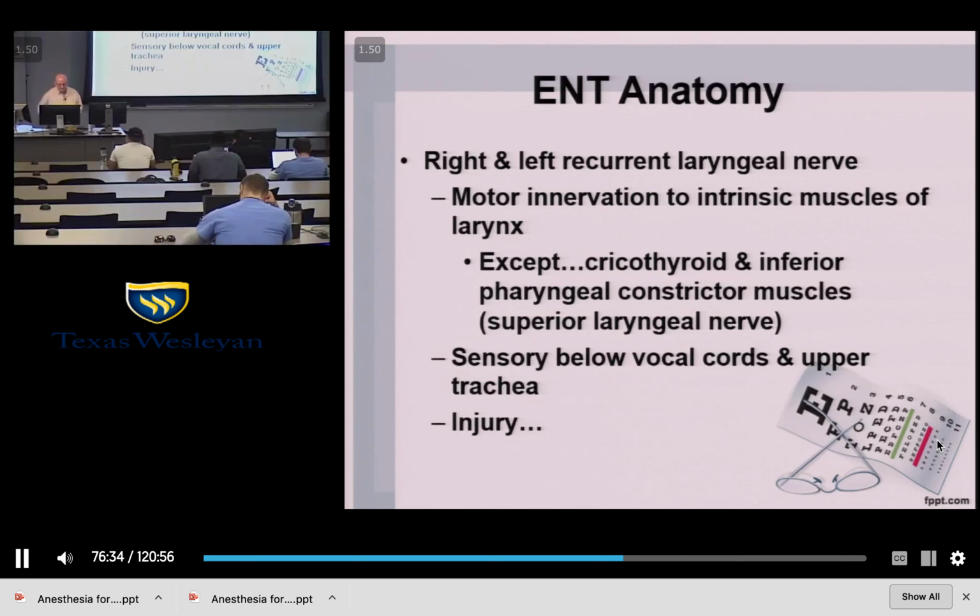Bilateral nerve injury of the recurrent laryngeal nerve, thank God I've never seen it that I'm aware of, can result in dyspnea, stridor, and full airway obstruction. Because both vocal cords are paramedian, those patients are going to require a cricothyrotomy or a tracheostomy, one of the two. Okay? That would be very, very bad.